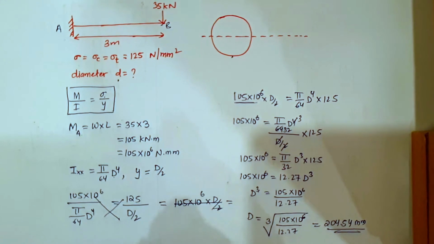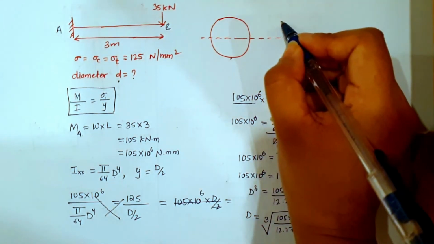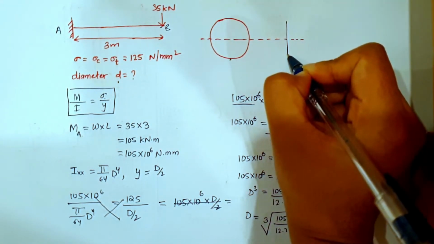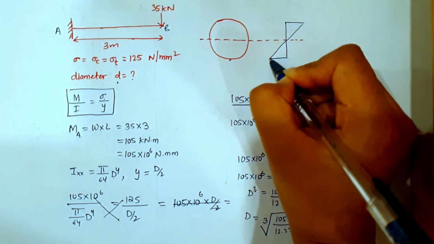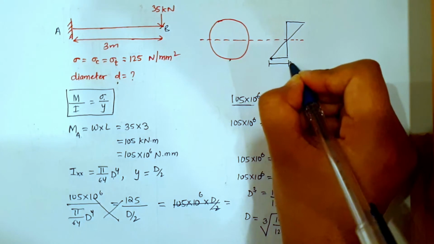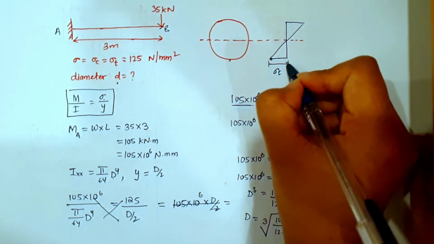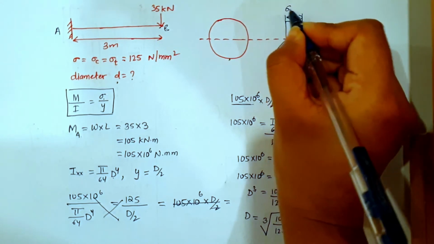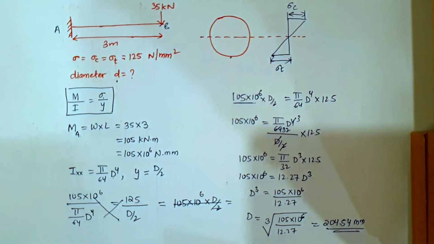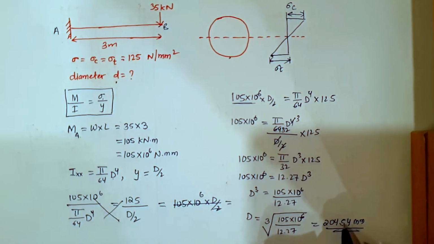Okay, so if you draw a bending stress distribution diagram, it will be something like this. Here you have sigma t, and here you have sigma c, which is already given in the question. Okay, so I hope this numerical is clear.